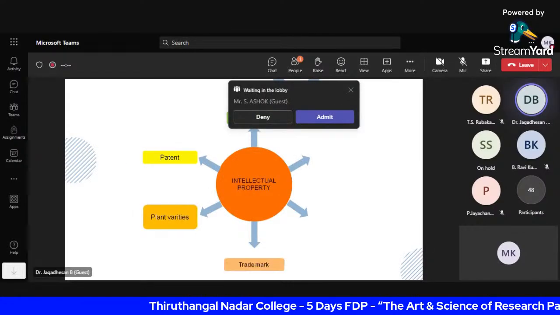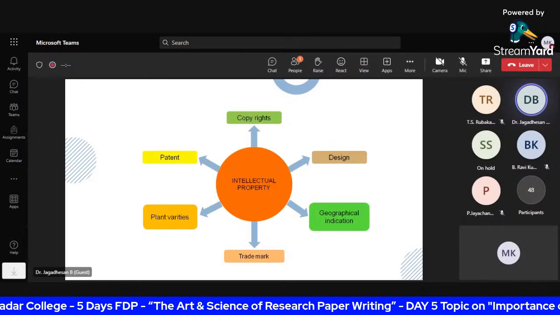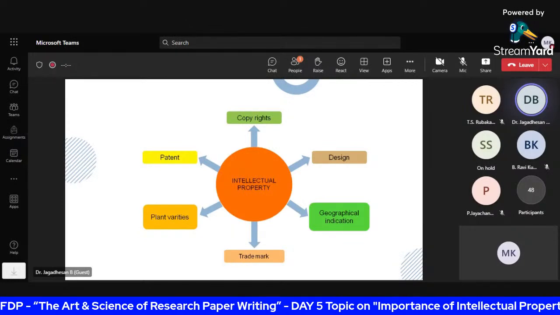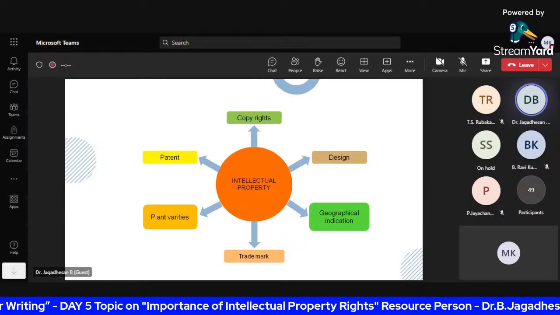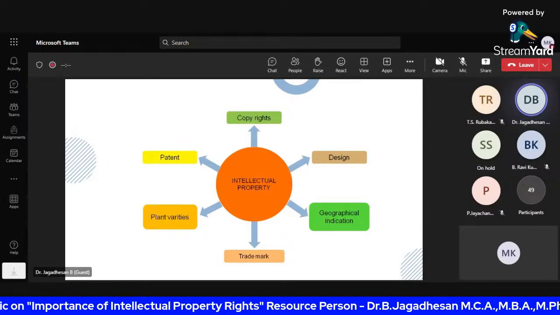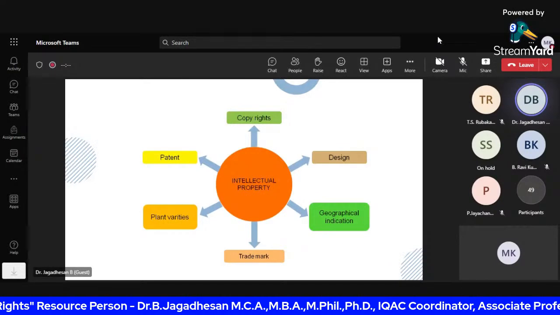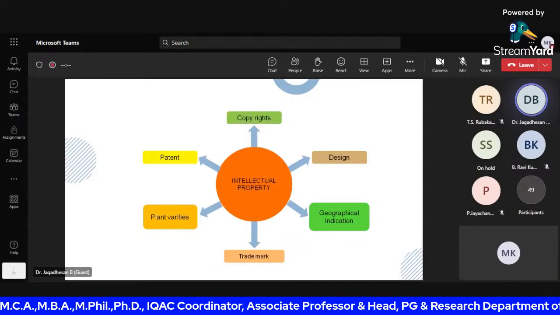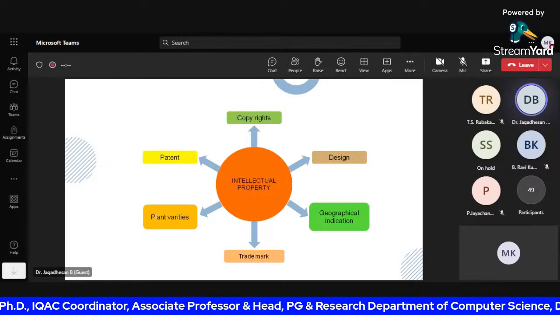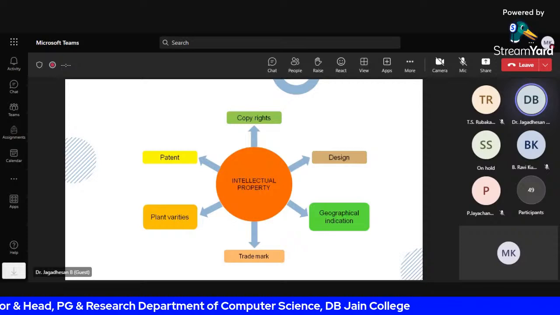I think you just see this diagram, the pictorial representation, to build clarity and you'll get the idea about the intellectual property rights. You just see here: copyrights, design, GI (geographical indication), trademark, plant varieties, and another one is the patent rights. So these are the six aspects under the header of intellectual property: copyrights, design, geographical indication, trademark, plant varieties, and patent rights.